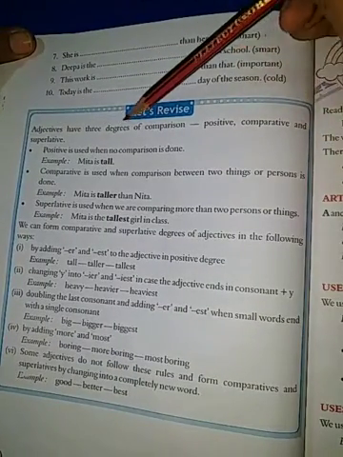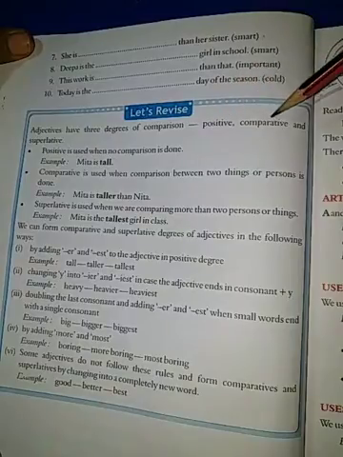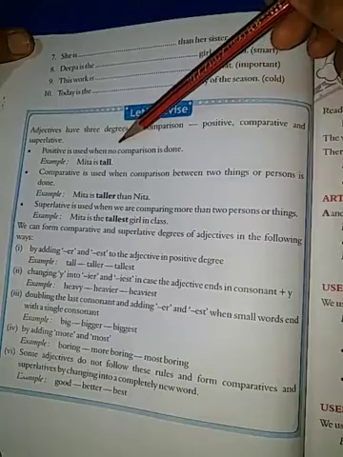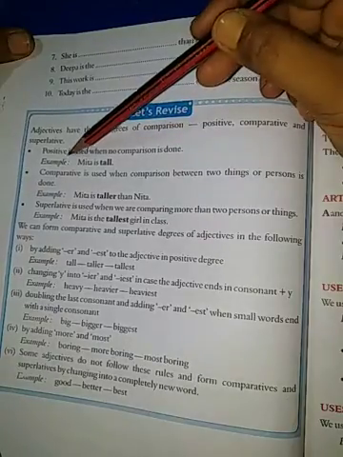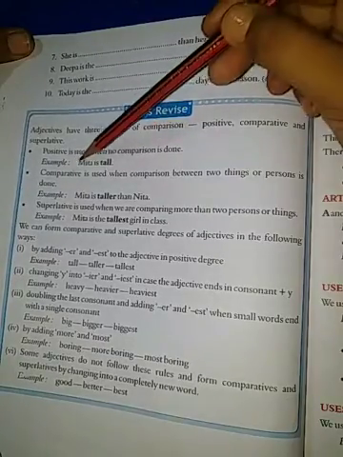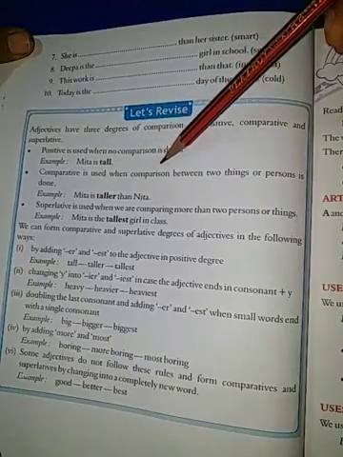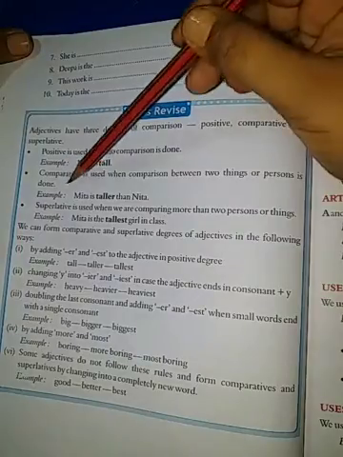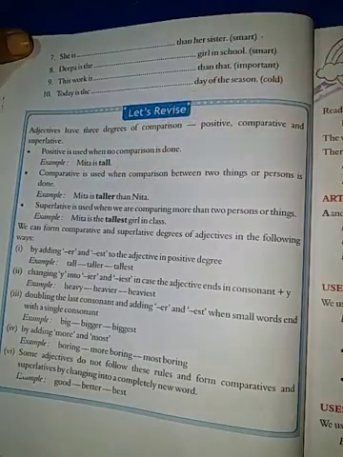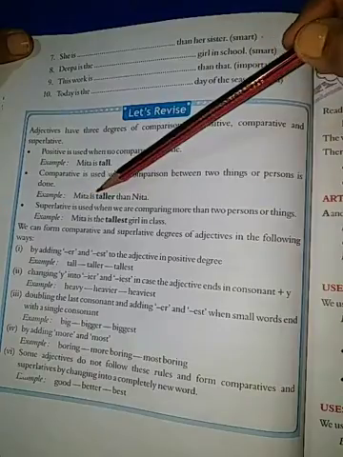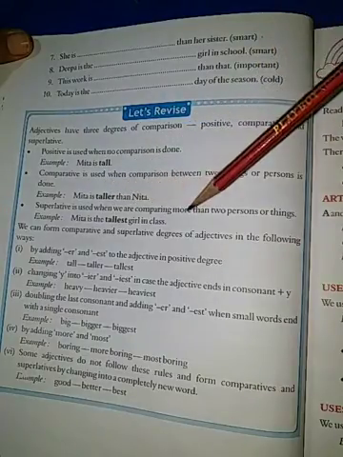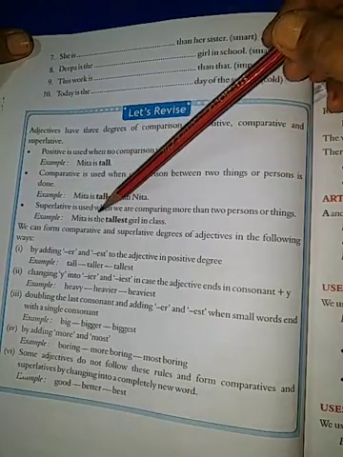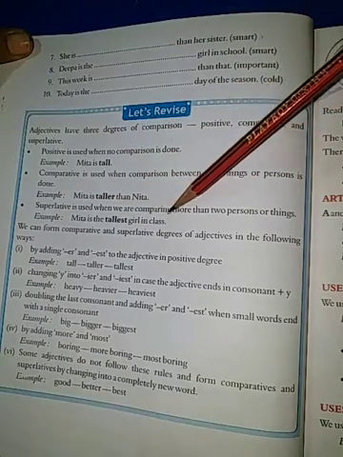Adjectives have three degrees of comparison: positive, comparative, and superlative. Positive is used when no comparison is done. Example: Meeta is tall. Comparative is used when comparison between two things or persons is done. Example: Meeta is taller than Neeta. Superlative is used when we are comparing more than two persons or things. Example: Meeta is the tallest girl in the class.